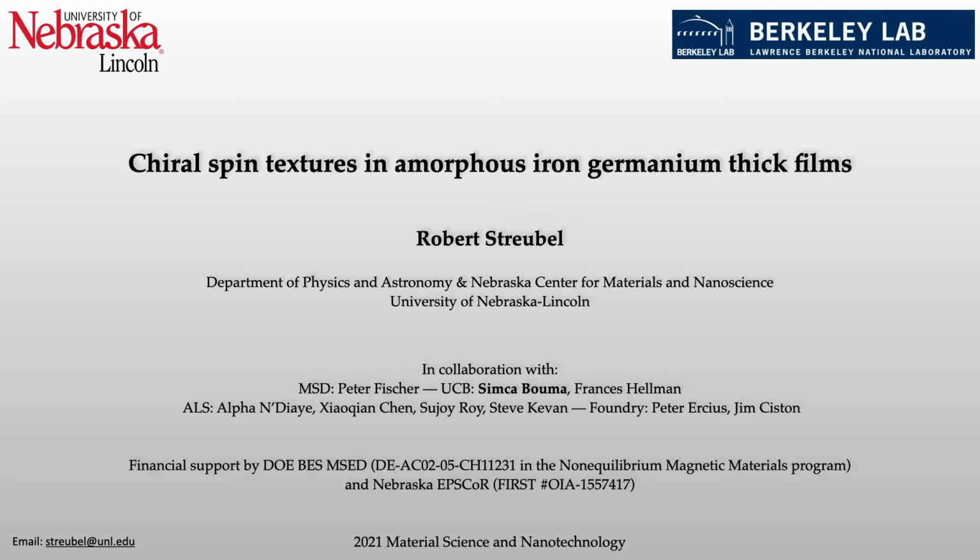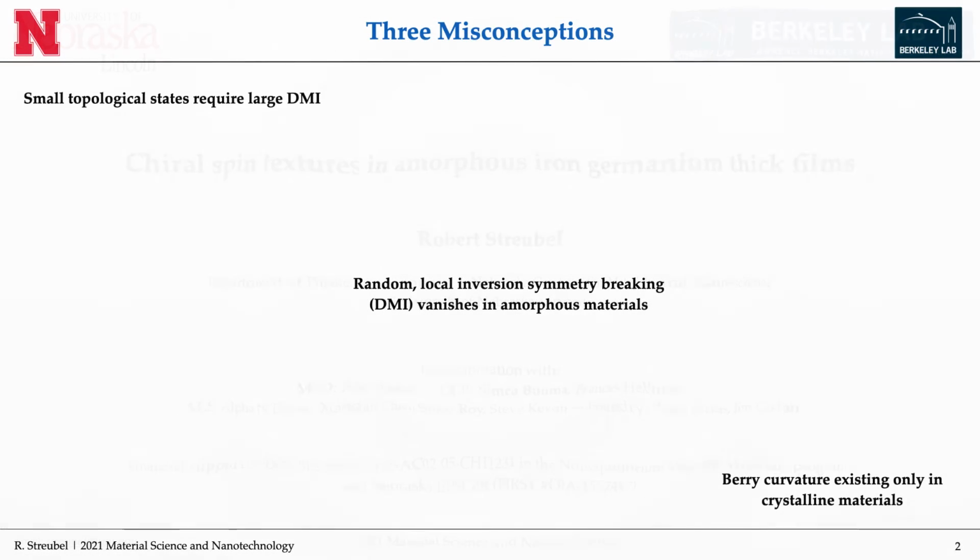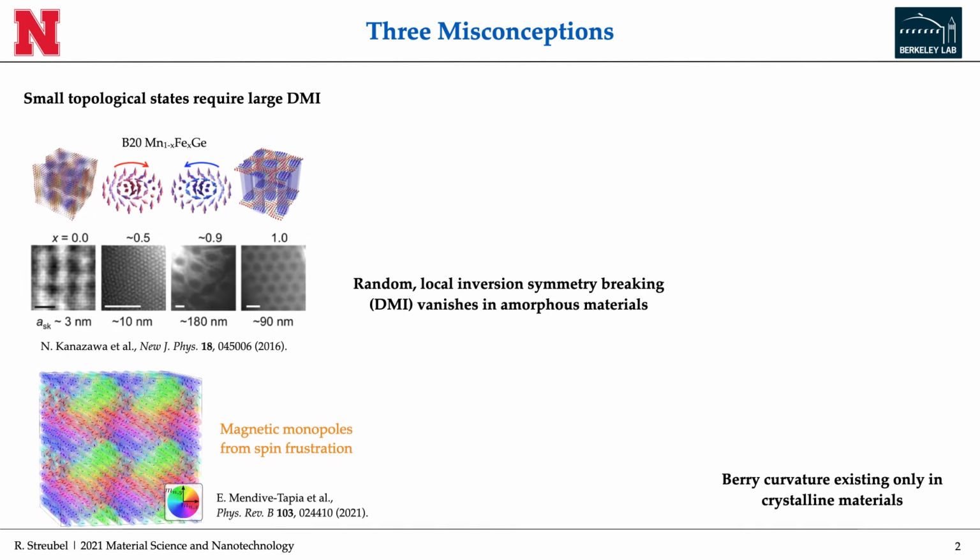Now, why would it be interesting to think about topological magnetism, curved spin textures in amorphous materials? Well, one primary aspect is to further our understanding of this topic and really address three misconceptions in the magnetism community. The first is that small topological states require a large Dzyaloshinskii-Moriya interaction, which is a vector exchange interaction in condensed matter.